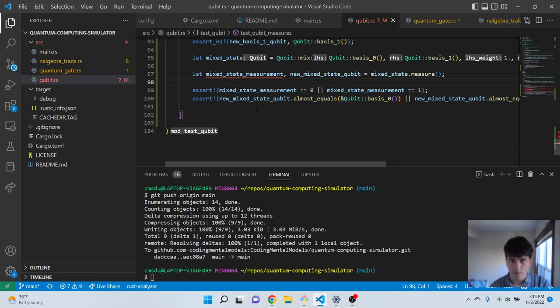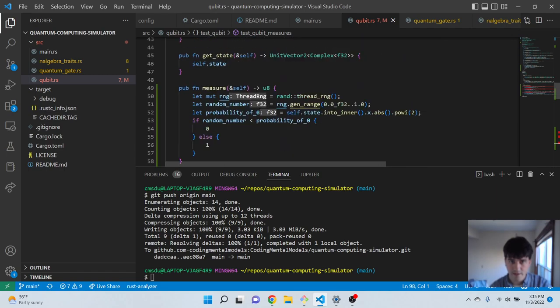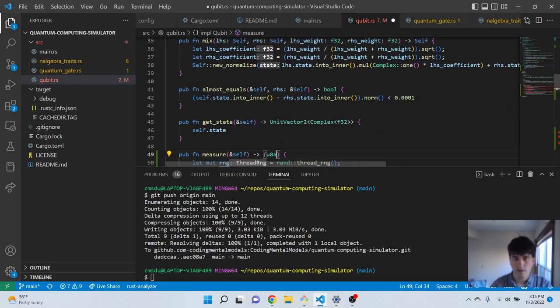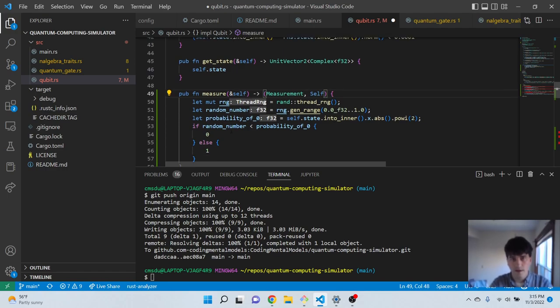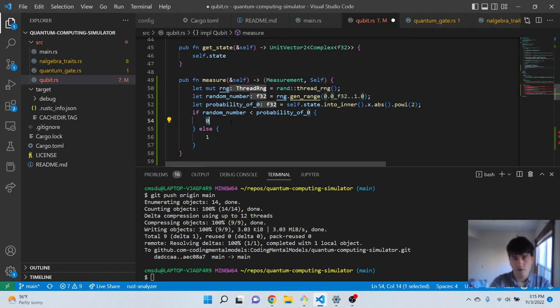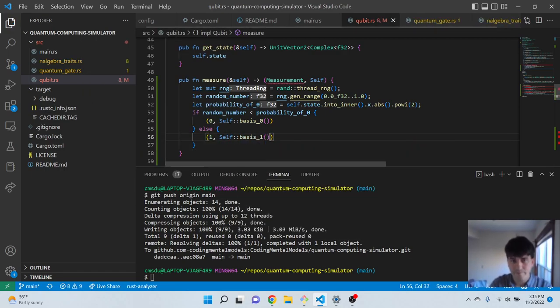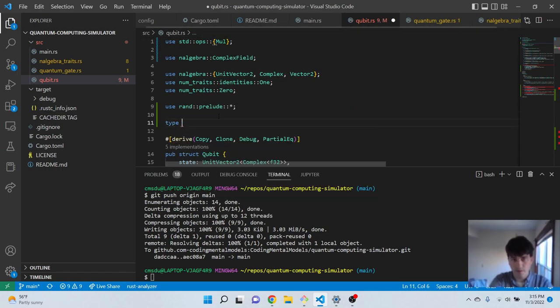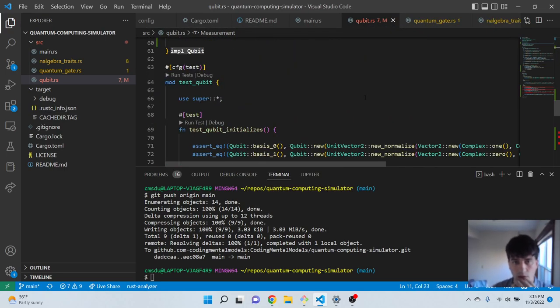And so we need to update our function to return the new vector. So when we measure, we expect to get a measurement, which let's actually call this a measurement, and a self. And then we're going to return basis 0 or basis 1. Okay. And I'm just going to say type measurement is, for our purposes, always a U8. It's a 0 or a 1. All right.